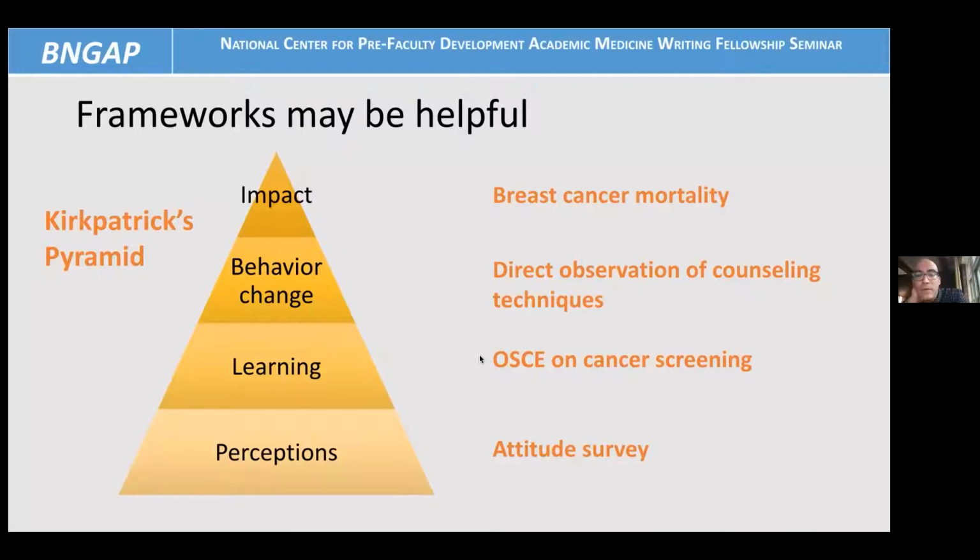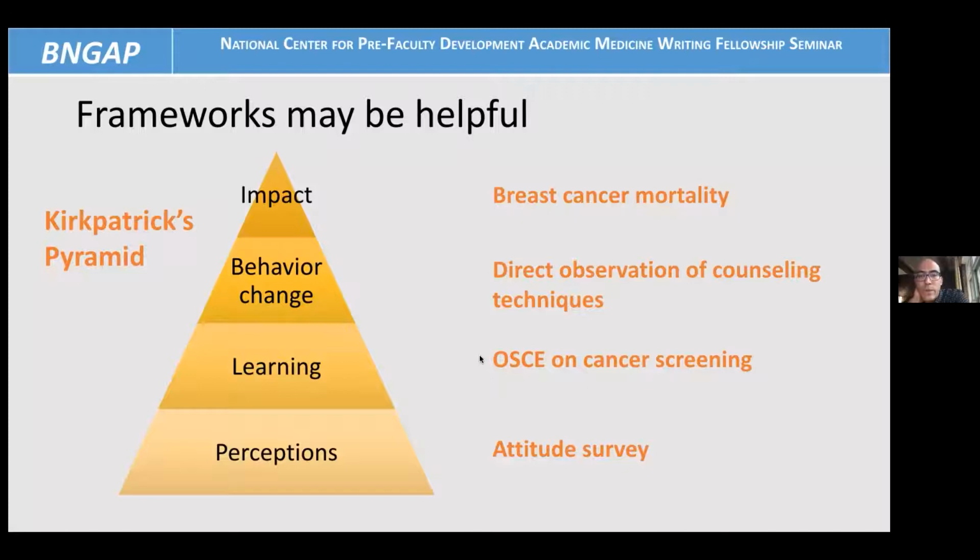Bumping up to a higher level is behavior, right? So this is looking at whether individuals are utilizing what they learned, either through your presentation or your skills lab, and is there an observable change in their behavior? So this is where perhaps some direct observation techniques could be used to capture that behavior change. And finally, the highest level is impact, right? So at the end of the day, is there a positive impact on the group of individuals that you are interested in, the population.